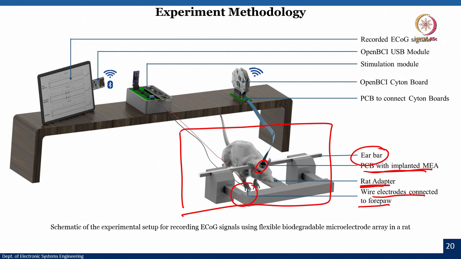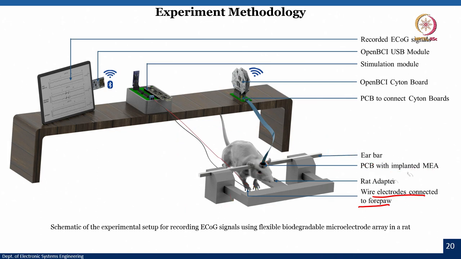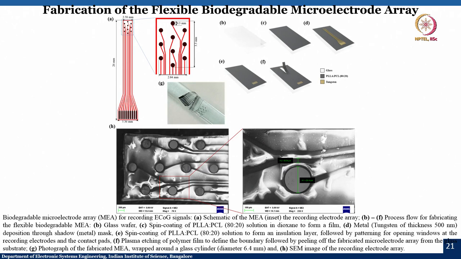So, this is the schematic of the experimental setup for recording ECoG signals using a flexible biodegradable microelectrode array, right. So, this is the experimental methodology. Now, we have to perform the experiments in a similar manner. So, let us start looking into it. The first and foremost thing is we have to fabricate a flexible biodegradable microelectrode array.